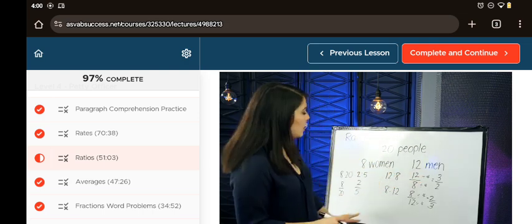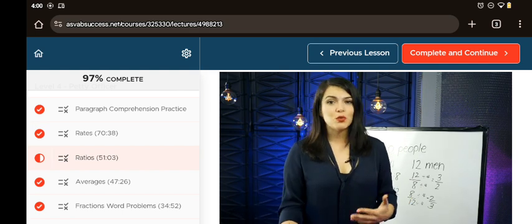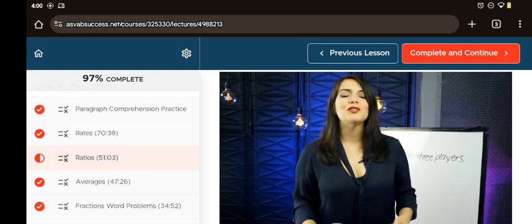So now that you understand the different ways that we can write these ratios, the different ways we can express them, and the different ways we would be asked that question, let's go ahead and take a look at what these questions would look like. This will be revealed by the words used in the question. So let's take a look at some examples.